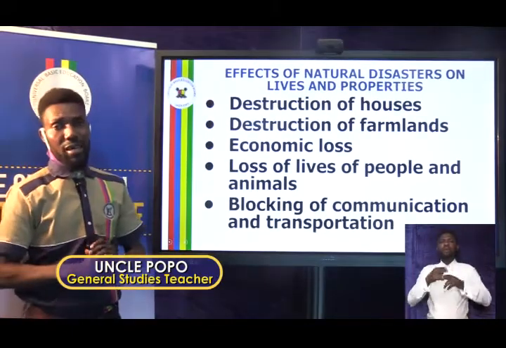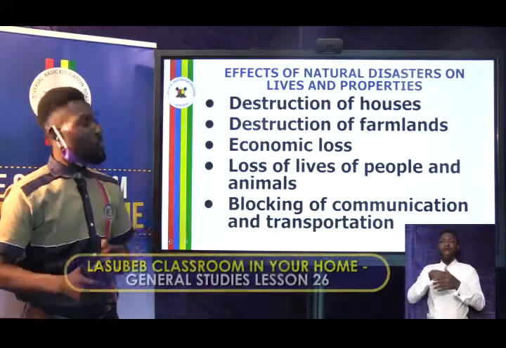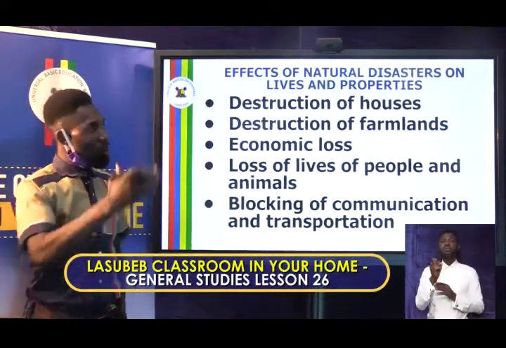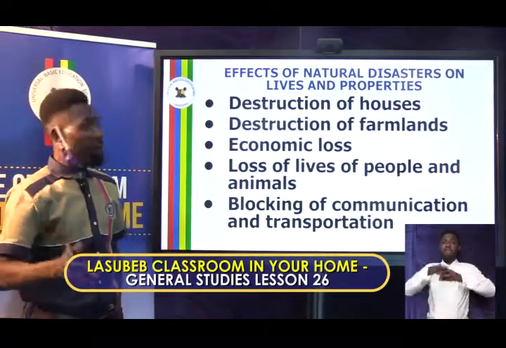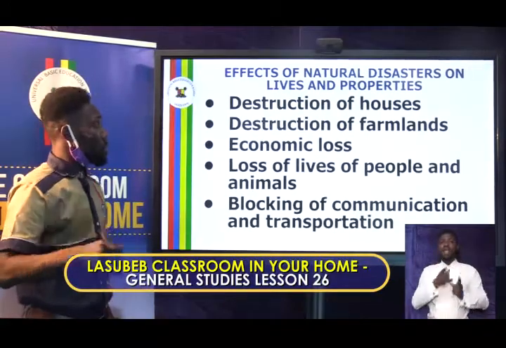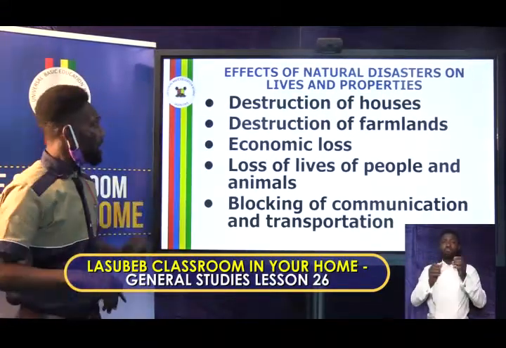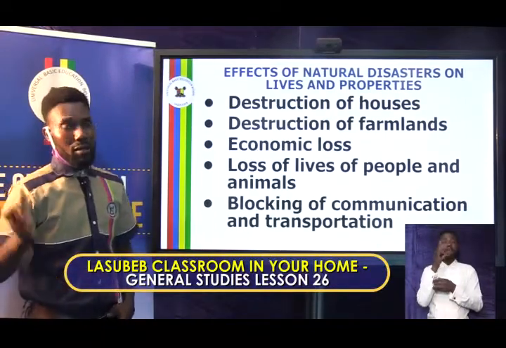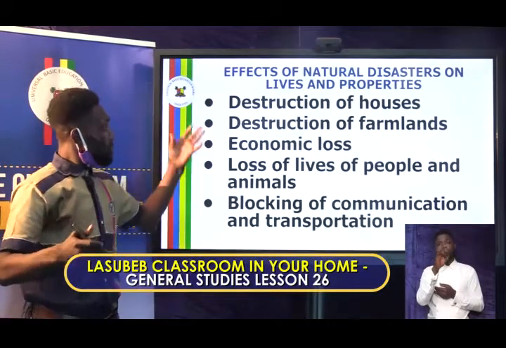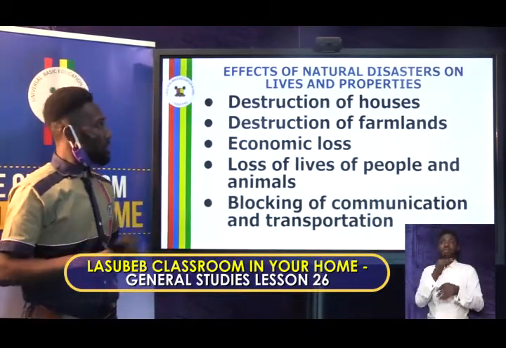Moving on to the next: effects of natural disasters on lives and properties. These natural disasters we talked about, what are the effects on lives and properties? The first one is destruction of houses. Looking at that earthquake and the volcanic eruption, you can see how houses and lives were lost. So destruction of houses is one effect. Another effect is destruction of farmlands, like that volcanic eruption, maybe drought.